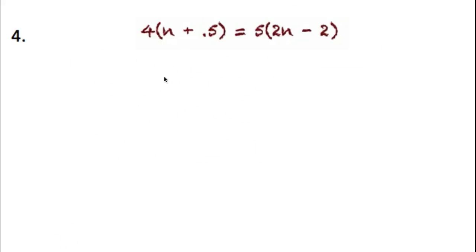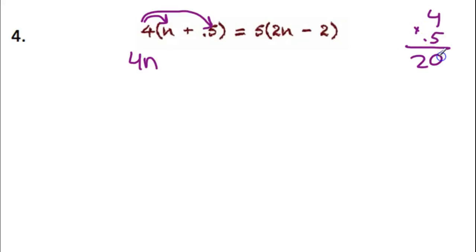Alright, this next one. 4, and then we have the quantity n plus 0.5. Decimal! Don't worry, we got it. That equals 5 times the quantity of 2n minus 2. So we start with distribute. 4 times n, that's 4n. And then 4 times 0.5, you can put that in a calculator. Let me do it over here for you though. 4 times 0.5, 4 times 5, that's 20.